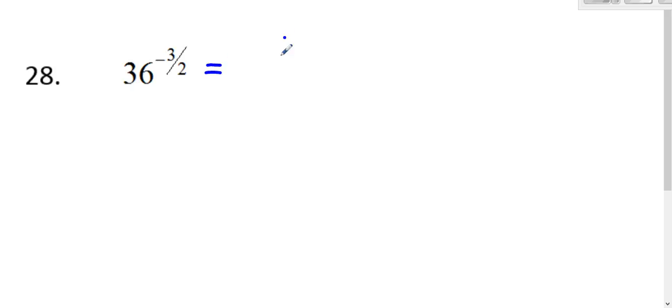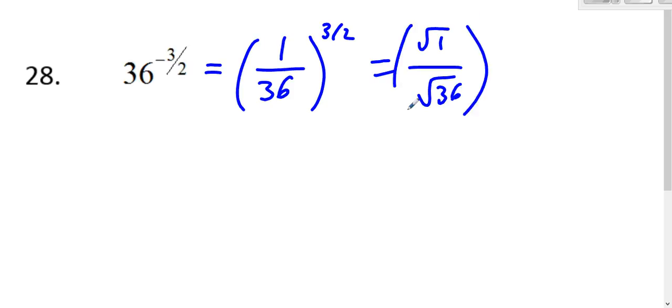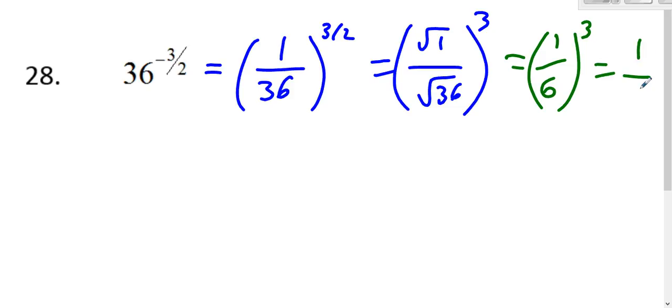Negative exponent, so that's going to become a fraction, 1 over 36 to the 3/2 power. The denominator of 2 means we're doing the square root. So we have a square root of 1 and the square root of 36. And then the exponent of 3 means we'll cube those answers. So square root of 1 is 1. Square root of 36 is 6. And then we just have to cube those answers. So 6 to the third power is 216. So that's 1 over 216.